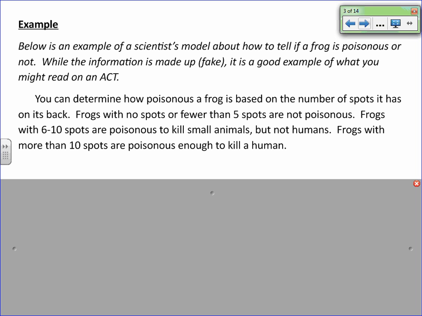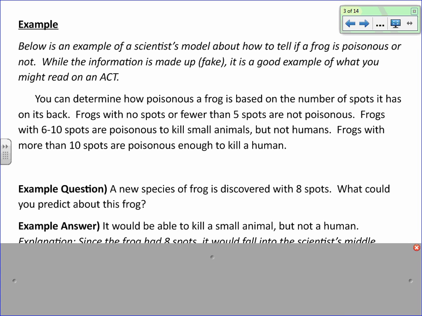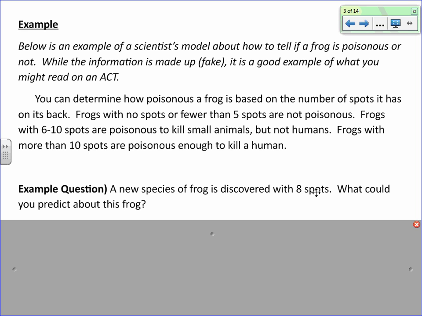Again, this is all fake. It's totally made up. But what you can then do, this is one scientist's idea about poisonous frogs. You then be able to answer a question like: a new species of frog is discovered with 8 spots. What could you predict about this frog? So what you just have to do is look back to the scientist's model. His idea is that anywhere from 0 to 5 is safe, anywhere from 6 to 10 is sort of dangerous, and anywhere more than 10, you should run away from the frog.